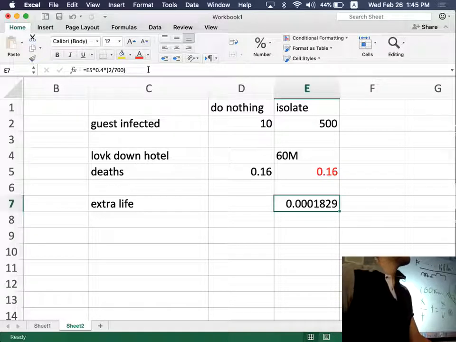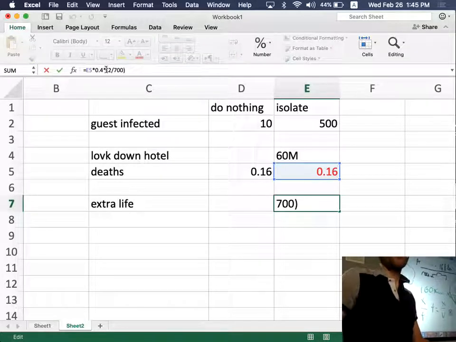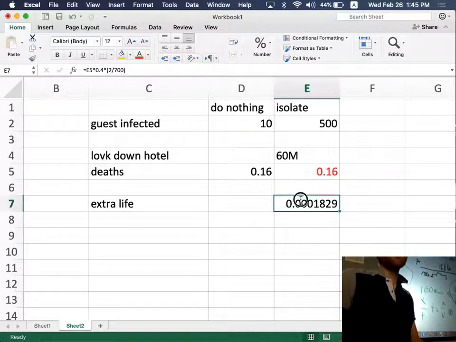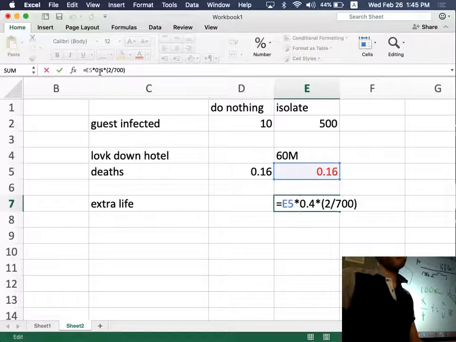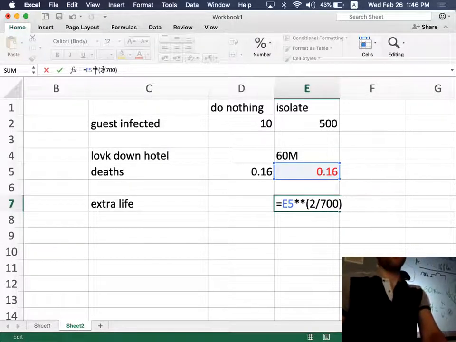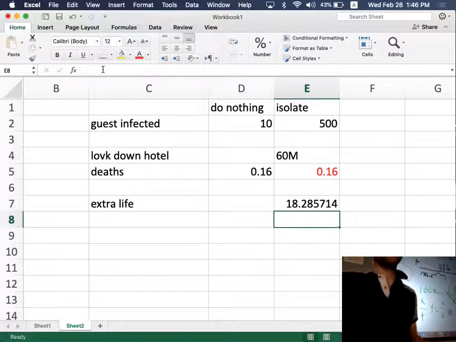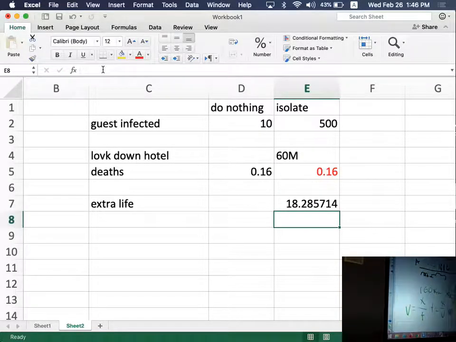Not so much. But it's something. If we did nothing, oh, I did something wrong. You see what's my mistake? We don't have 10 million. This should be 400,000. Okay, that's it. Sounds good? This is dirhams. 18 million, yeah.